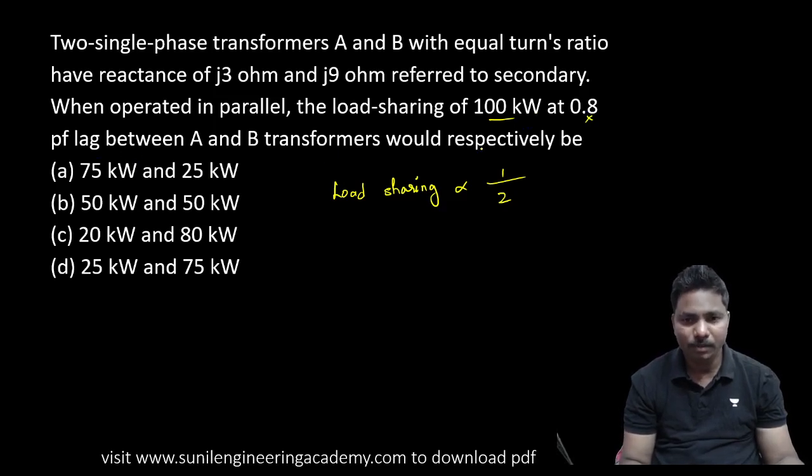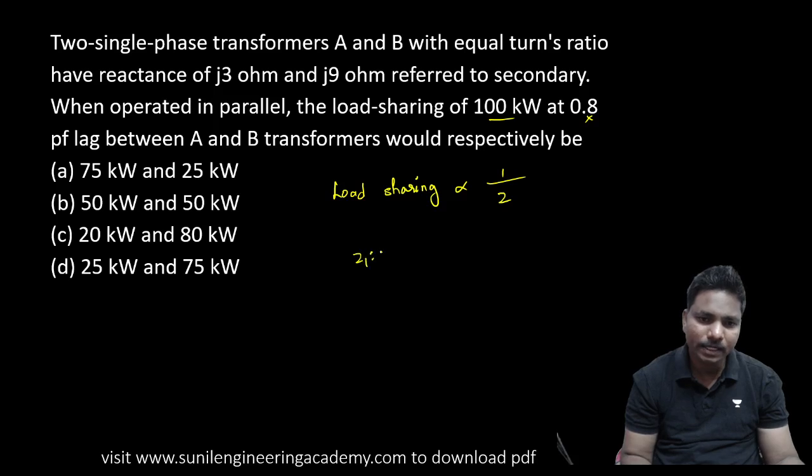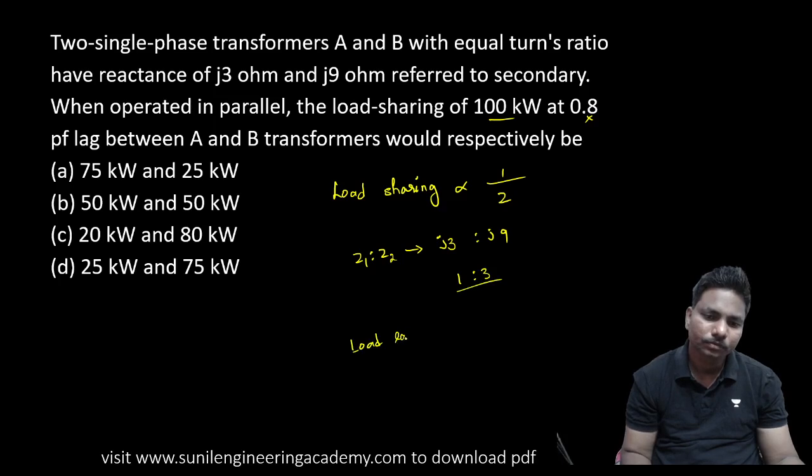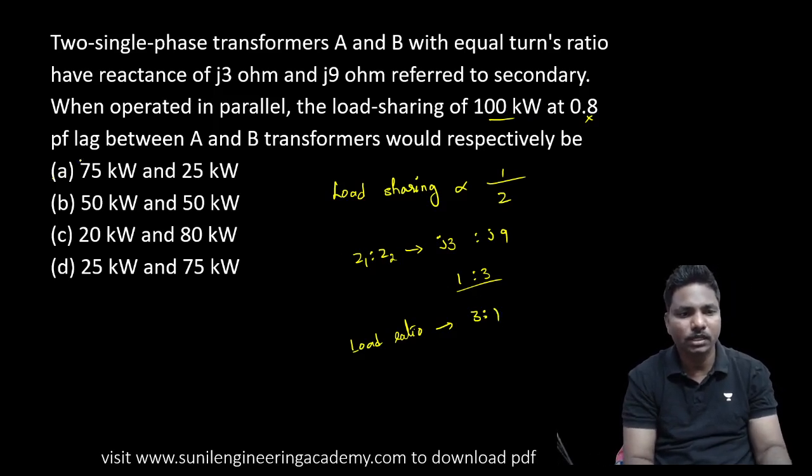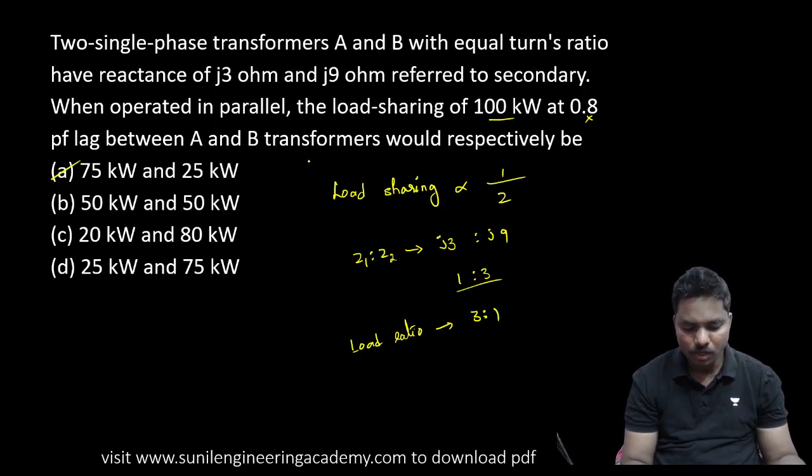Then A and B transformer would be respectively dash. So it is inversely proportional to impedance. Higher the impedance, lower the sharing. Lower the impedance, higher the sharing. So that means here impedance ratios are given as J3, J9. That is 1:3. 1:3 means the KVA ratio, load ratio, reversed, is 3:1. In the 100 kilowatt, 3:1 means 75 and 25. So the answer is option B.